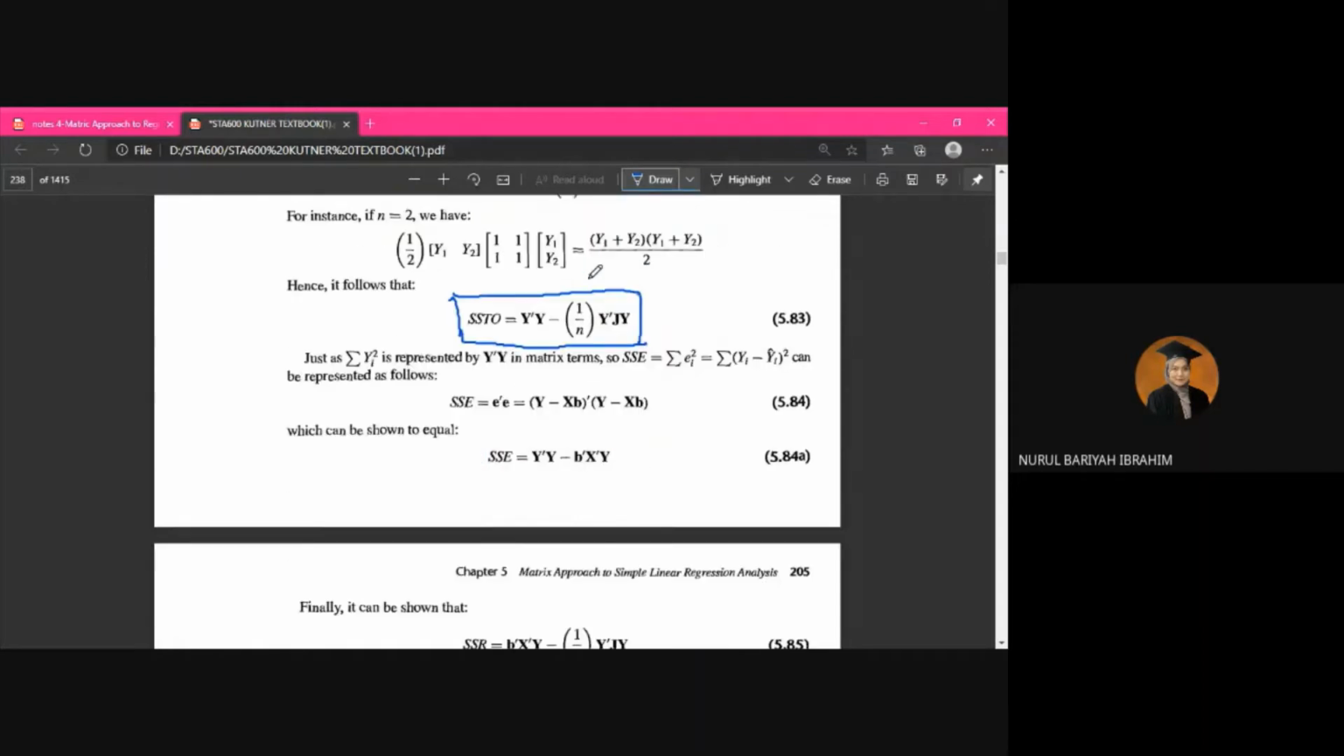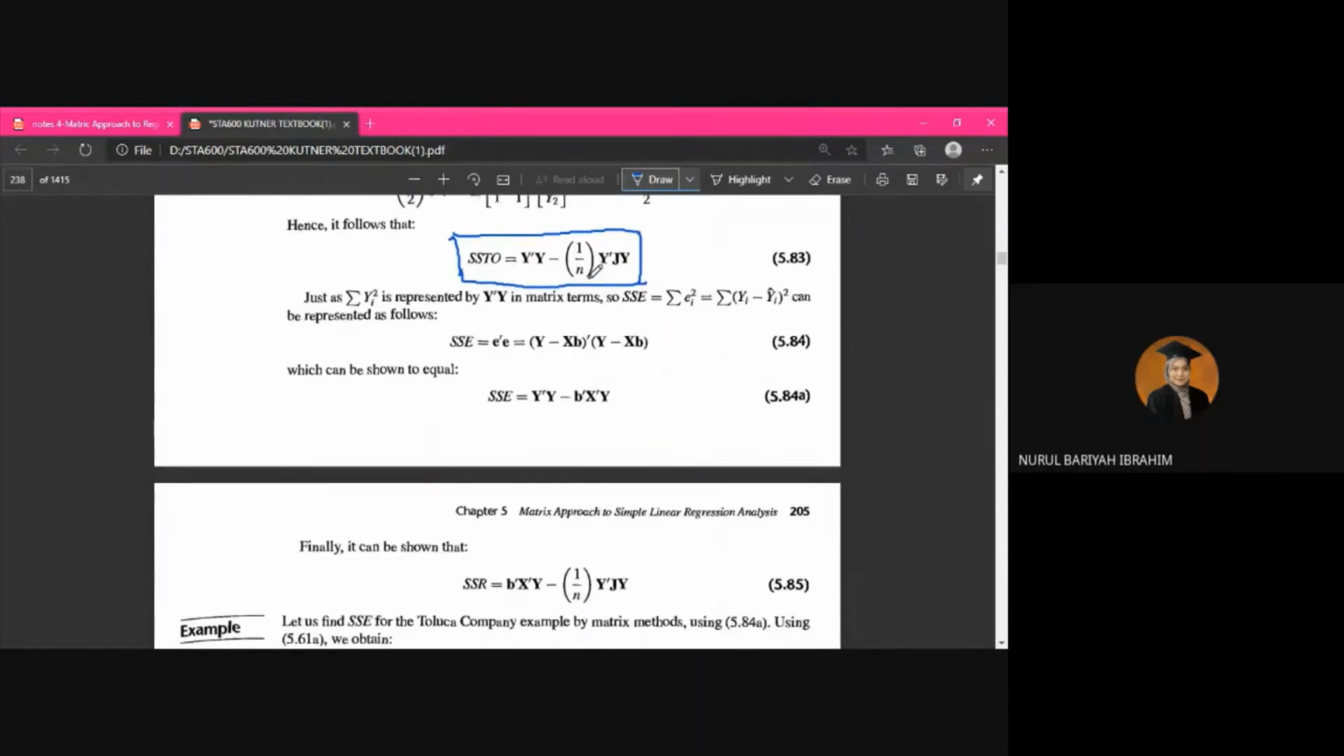How about SSE? We know that SSE is the sum of squares, which is the summation of ei square. Using the matrix notation, this is the formula to get the SSE: Y transpose Y, which is the summation of yi square, minus B transpose multiply X transpose Y.